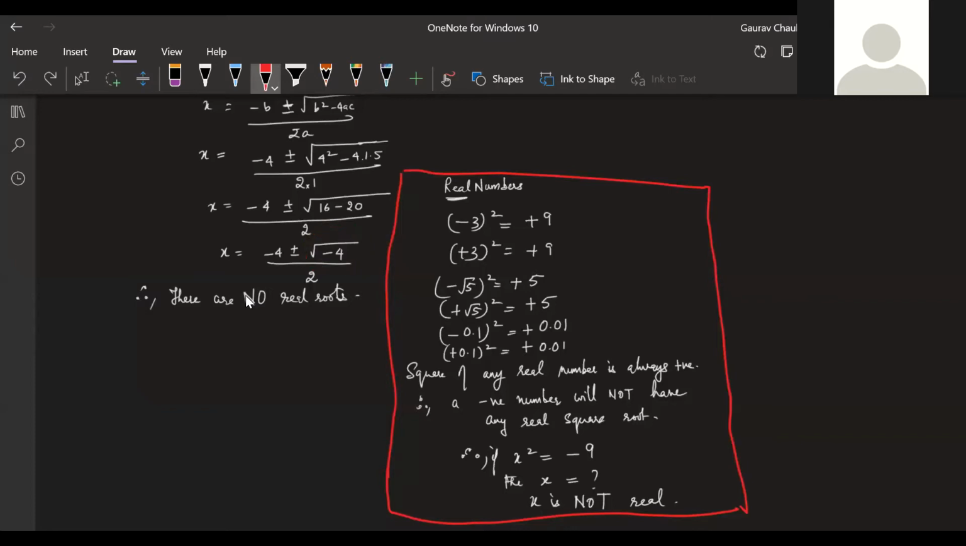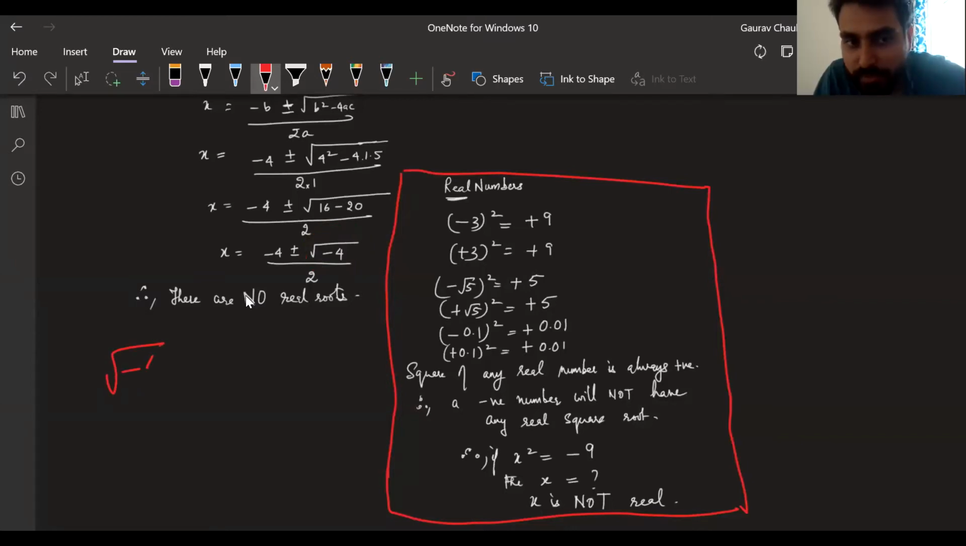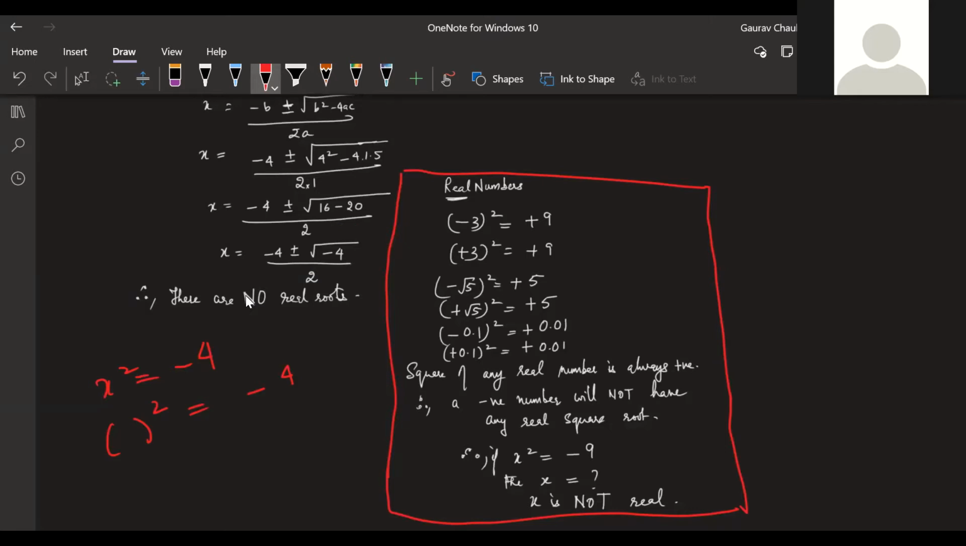Asghar, look, can I take root of -4? Is this possible? I will not get a real number. Suppose I have x square equal to -4, I don't know any number like this which I will square, I will get -4. Correct, Asghar? Yes, sir. That is not possible.